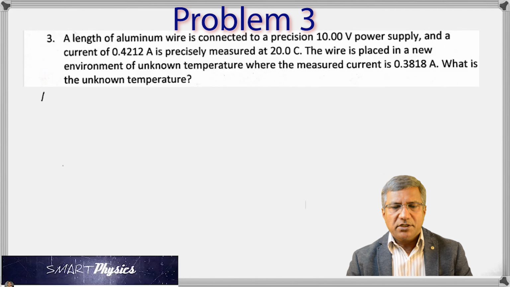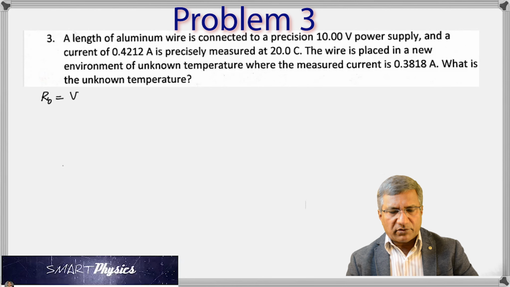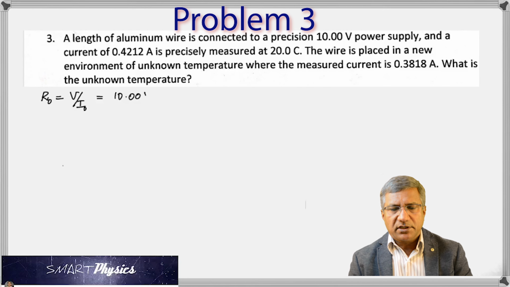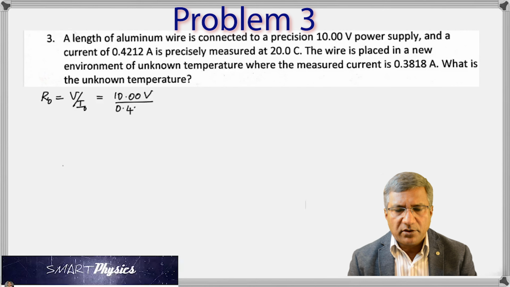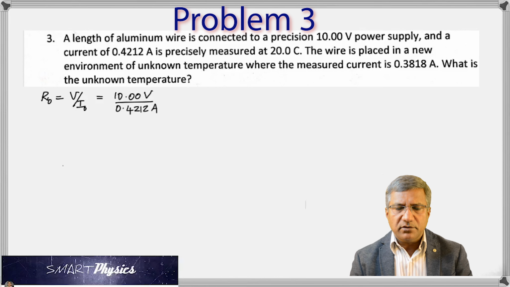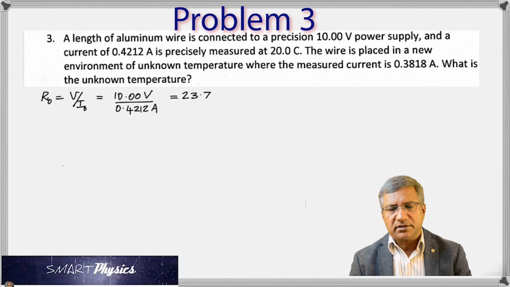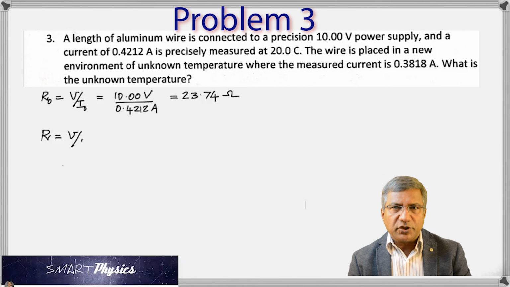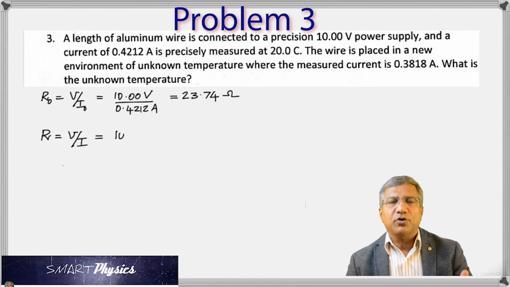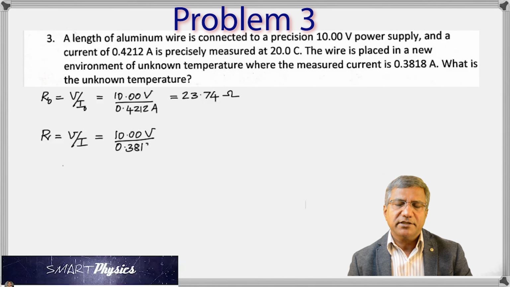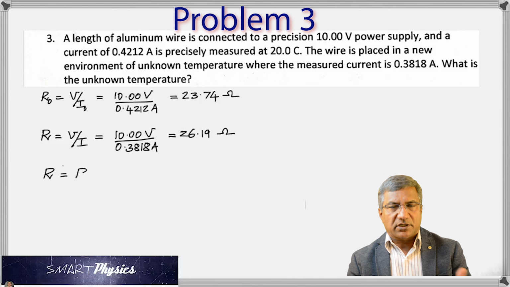So the original resistance is the voltage by current, which gives 10 divided by 0.4212. That gives us the original resistance as 23.74 ohm. And now the new resistance, remember that the voltage is the same, and so divide that by the new current. And when we do that, we get 26.19 ohms. Of course, the resistance is increased.